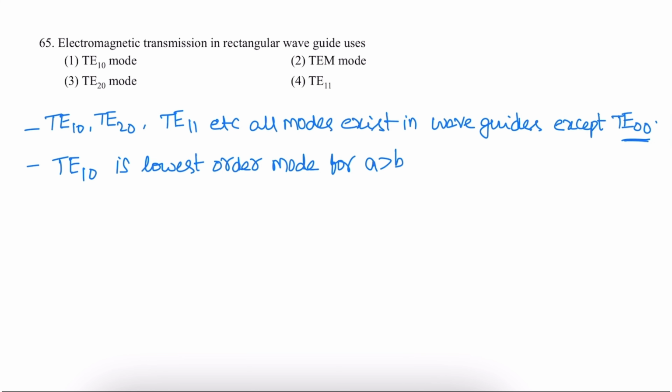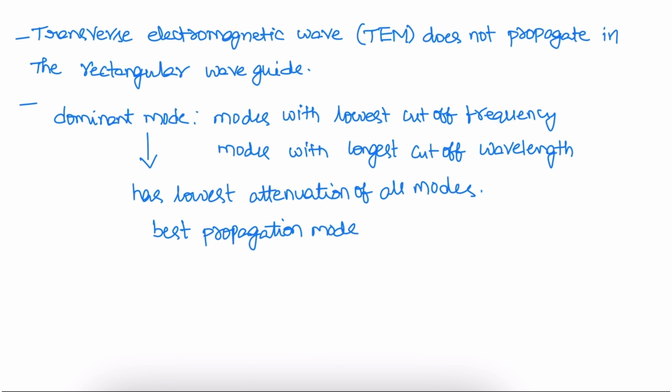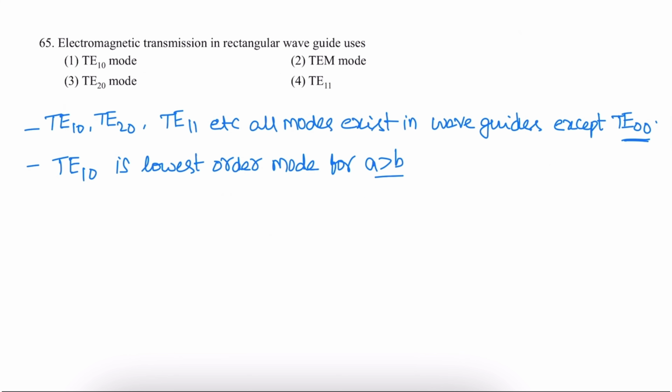Among all these modes, TE10, 20, 01, 02, TE11, TE10 is the lowest order mode for A greater than B. Lowest order mode means dominant mode. The advantages of the dominant mode are that it has the lowest attenuation of all modes and it is the best propagation mode. Dominant mode means the mode with the lowest cutoff frequency or the highest cutoff wavelength. So the best one is the TE10 mode.